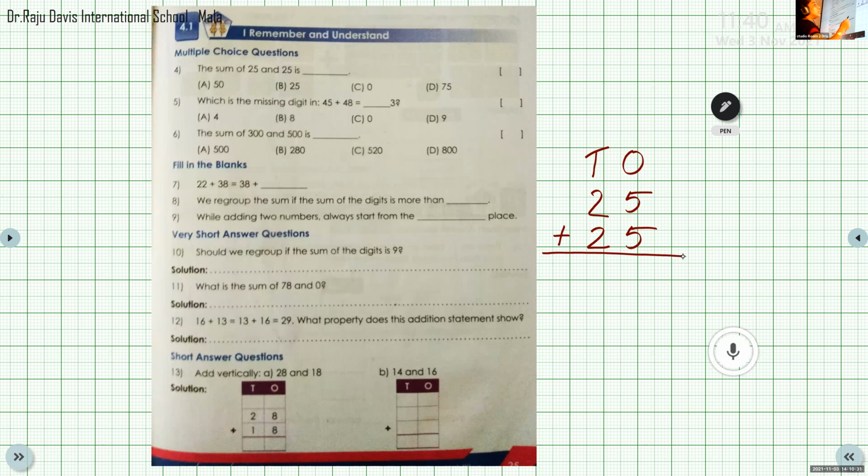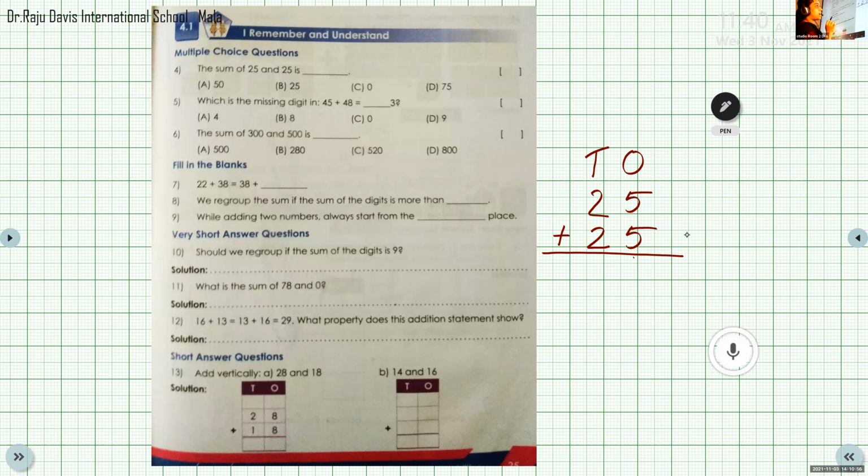Okay, here 5. We have to start from the ones place. 5 plus 5. Option A. 5 plus 5, 10. Yes. So, Agnes, please tell me. 5 plus 5. What is the answer? 10. So 10 is a 2-digit number.